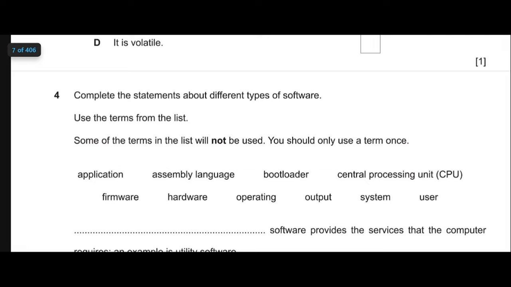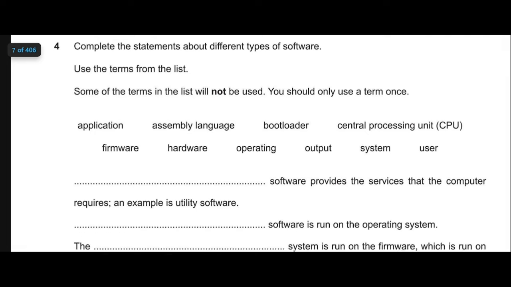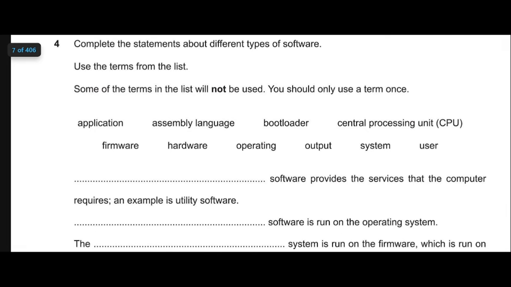Complete the statement about different types of software. Use the terms from the list. Some of the terms in the list will not be used, and you should only use a term once. So we need to use a term once, and some terms will not be used. Okay, so that's the information.